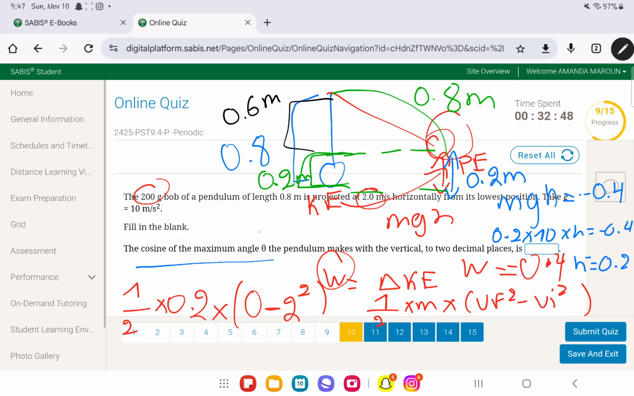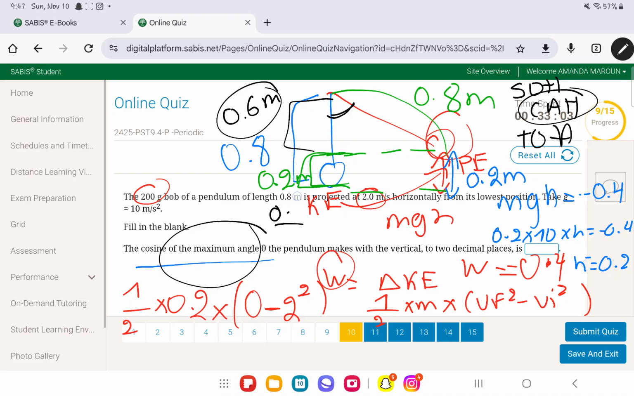So now, to find the cosine of the maximum angle, this angle over here, very simply, you know from SOHCAHTOA that the cosine is adjacent over hypotenuse. This is adjacent, 0.6, divided by the hypotenuse, which is 0.8. And doing it on your calculator, 0.6 divided by 0.8, you are then going to get 0.75. So the cosine of the maximum angle is 0.75.